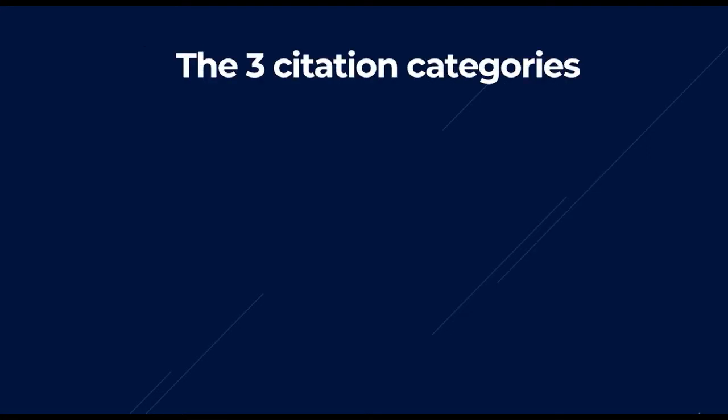The 3 citation categories. There's 3 main categories of citations you should be building for your business. And before I get into each one, it's vital I mention that all 3 categories are your typical structured citations. As discussed in the last video, these structured ones are the ones you want to be focusing on. The first category of citation is what we call a generic citation. So these would be your standard directory citations on sites such as Yelp.com.